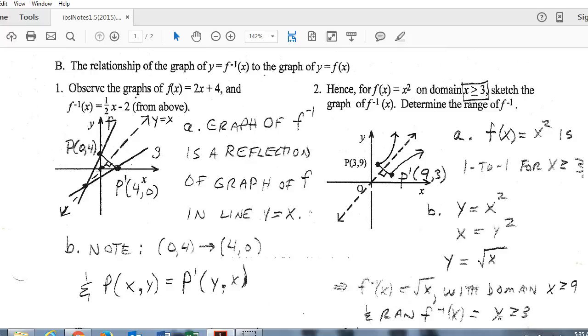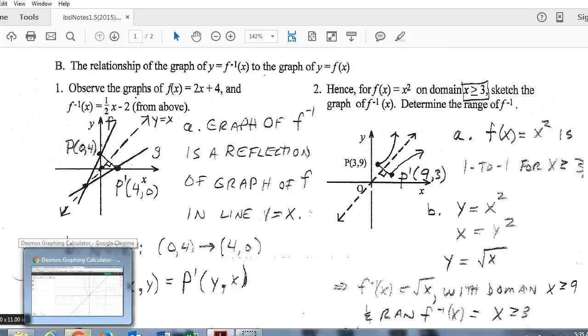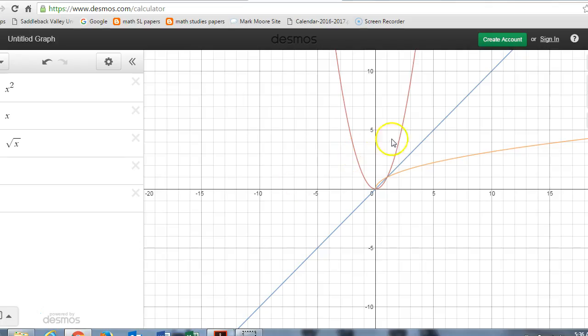What about the domain of the inverse? Remember that the domain of the inverse would be the range of the original function. So what was the range of the original function? Well, if I could only look at x's greater than or equal to 3 for the domain, here's how we would see the range. So here was the original function, and right here is where x was 3. For the original function, when x was 3, you can see the y value was 9.